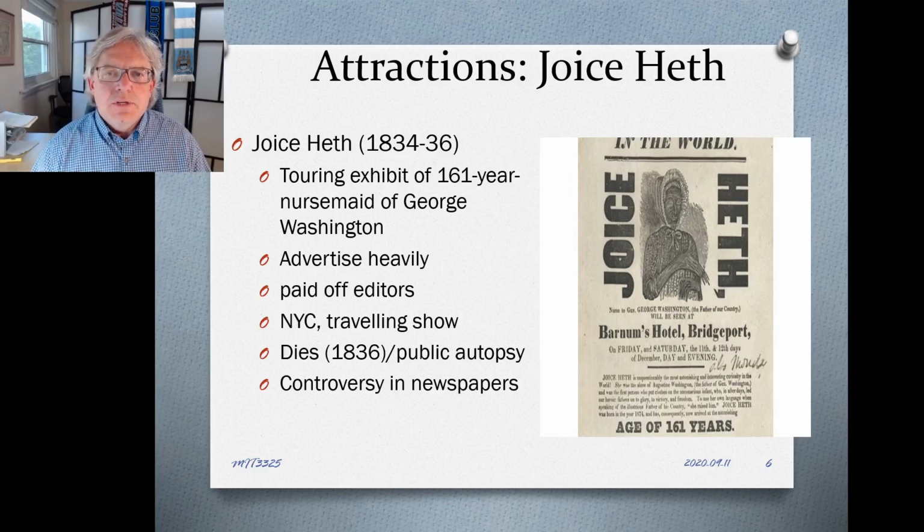And people would come to this show thinking that, well, the show was advertised as presenting a 161-year-old woman who was the former nursemaid of George Washington. And that's what people saw. But they mostly just saw a fairly old woman who was blind and partially paralyzed and really could not interact that much with people. So this happens for a couple of years, and then Joyce Heth dies in 1836.